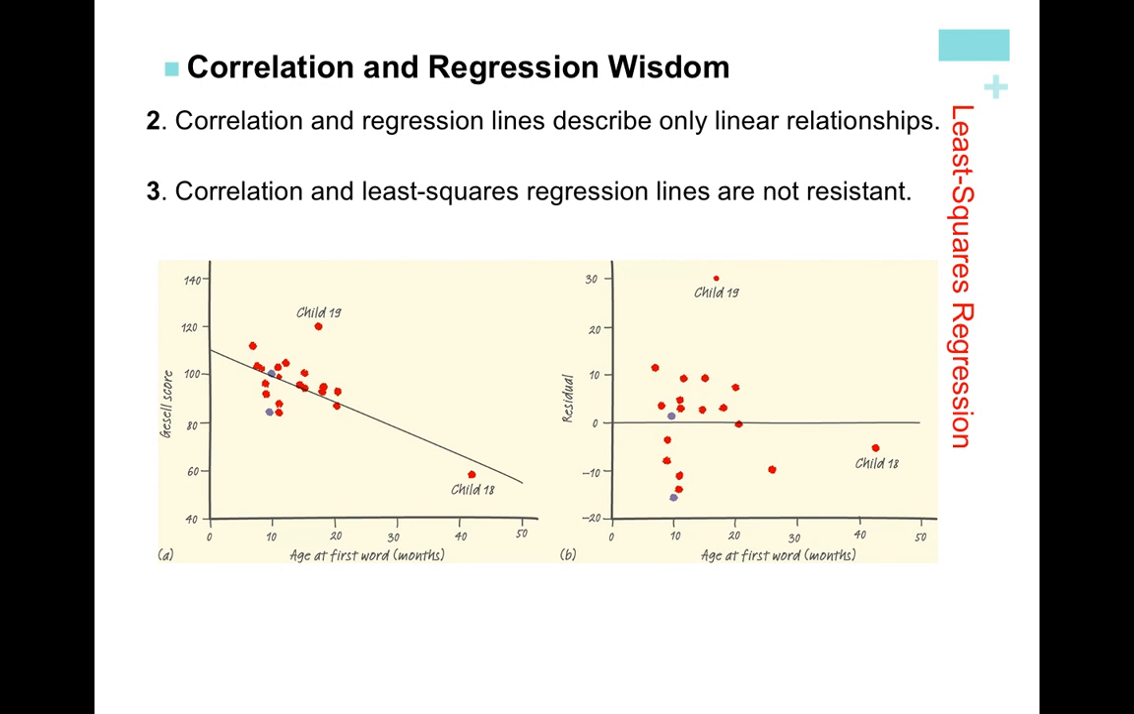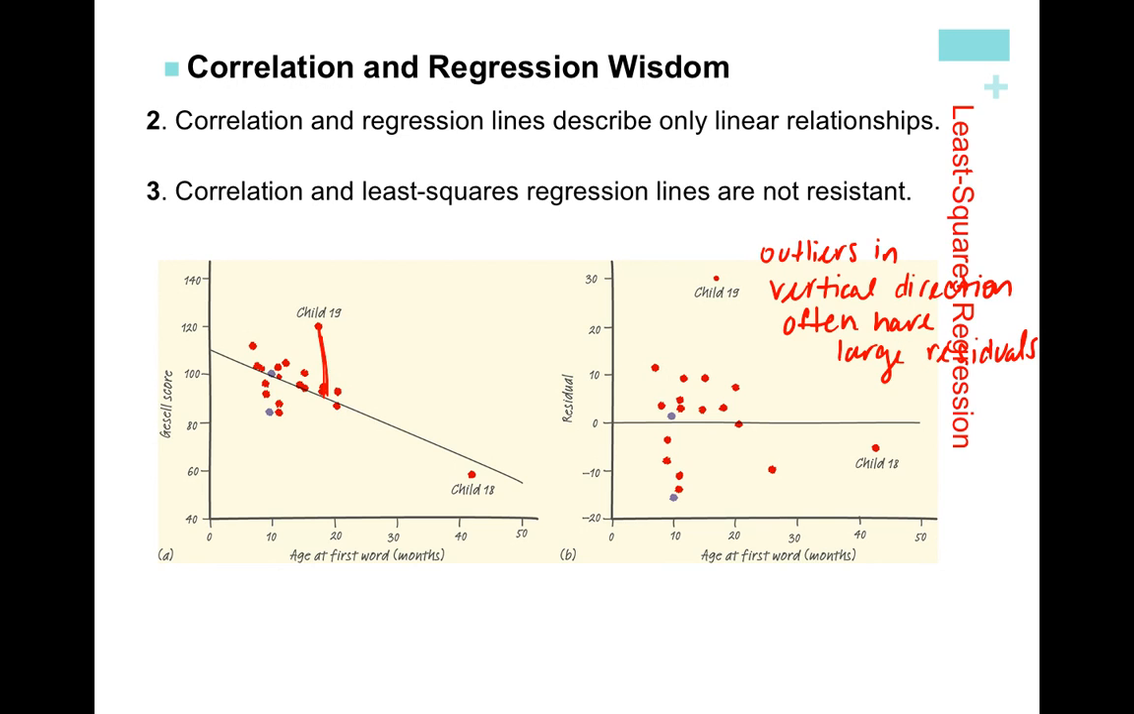And so here is an example where you have some outlying points. You have child 19 here, who's an outlier in the vertical direction, and you have child 18 here, who's an outlier in the horizontal direction. If we were to look at our residual plot, you would see that outliers in the vertical direction, like child 19, often have large residuals, because it's vertically very far from that line.